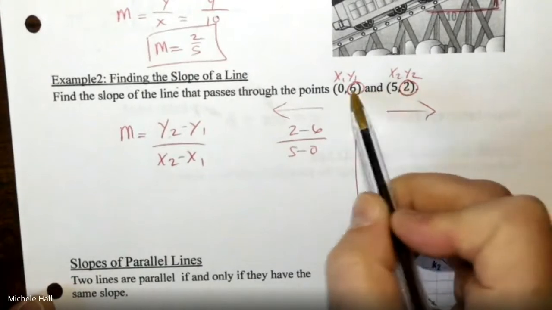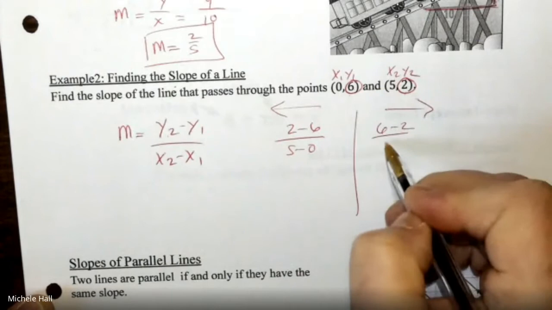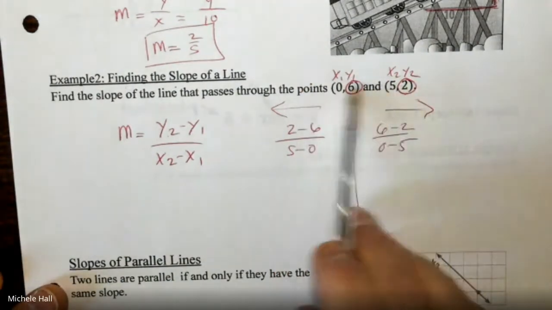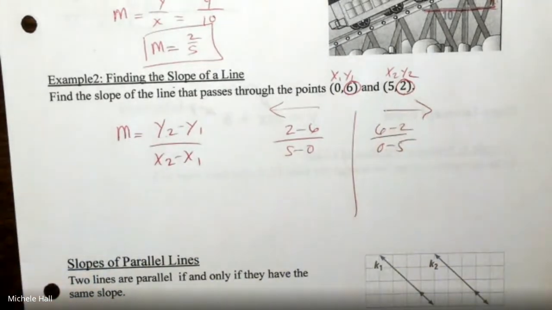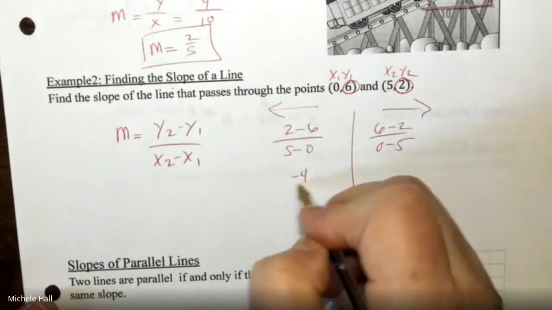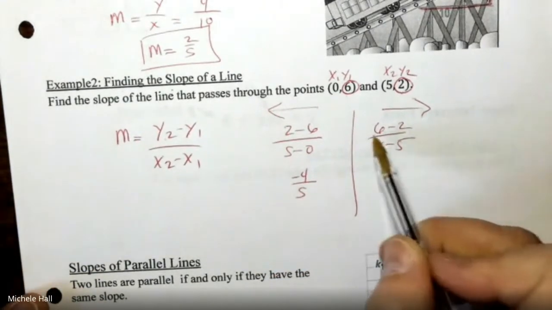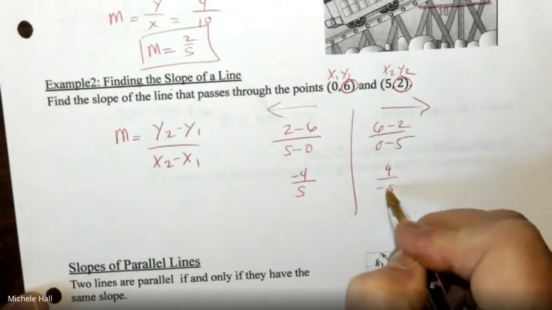Y minus Y, 6 minus 2. And I need to start here again and go 0 minus 5. Can I go in either direction as long as I do both of them in the same direction? I did both my Y's going left, both my X's going left. I did both my Y's going right, both my X's going right. 2 minus 6 is -4. 5 minus 0 is 5. 6 minus 2 is 4. And 0 minus 5 is -5.